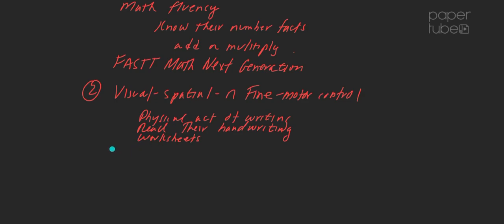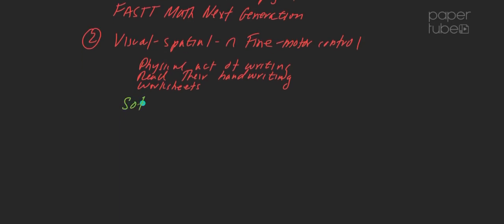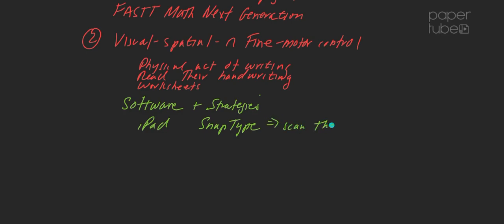One of the approaches with students who may have difficulty with the physical act of writing is to use certain kinds of software and strategies. So for example, on an iPad, you may use something like SnapType. This would scan the worksheet, and then it would allow the students to type their responses.